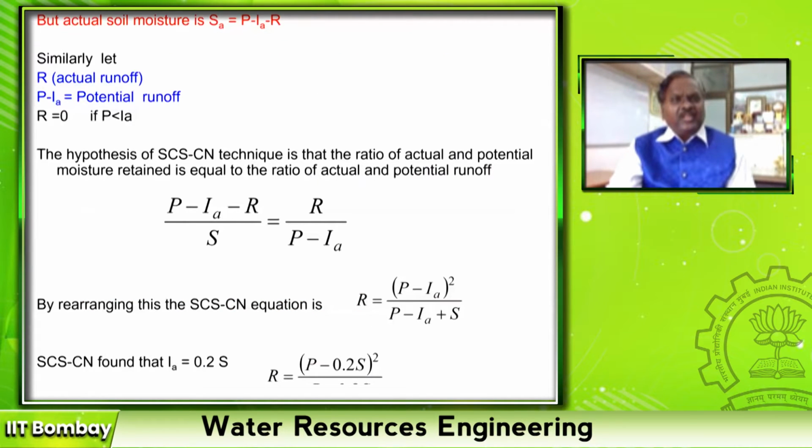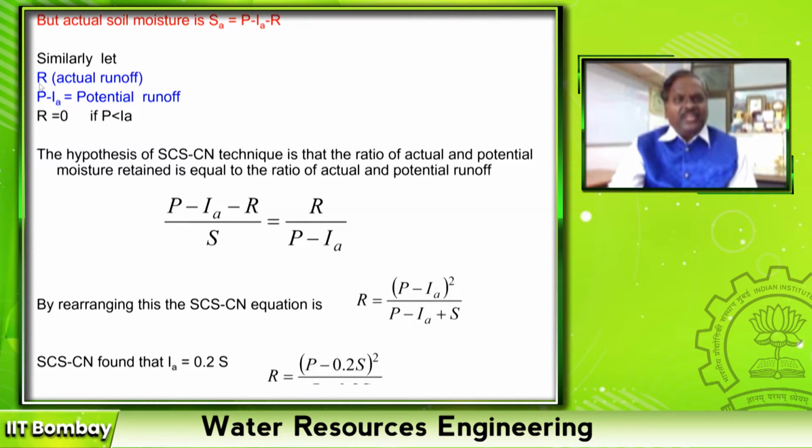So the actual soil reservoir, the actual soil moisture SA, is rainfall minus the initial abstraction and the runoff. Okay, so this is actual. But what is S? It is the maximum storage. Actual storage is P minus IA minus R.